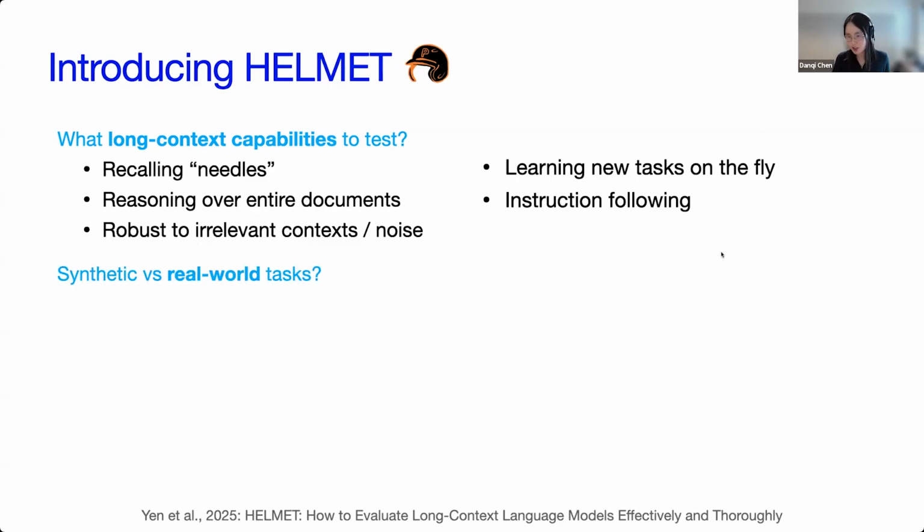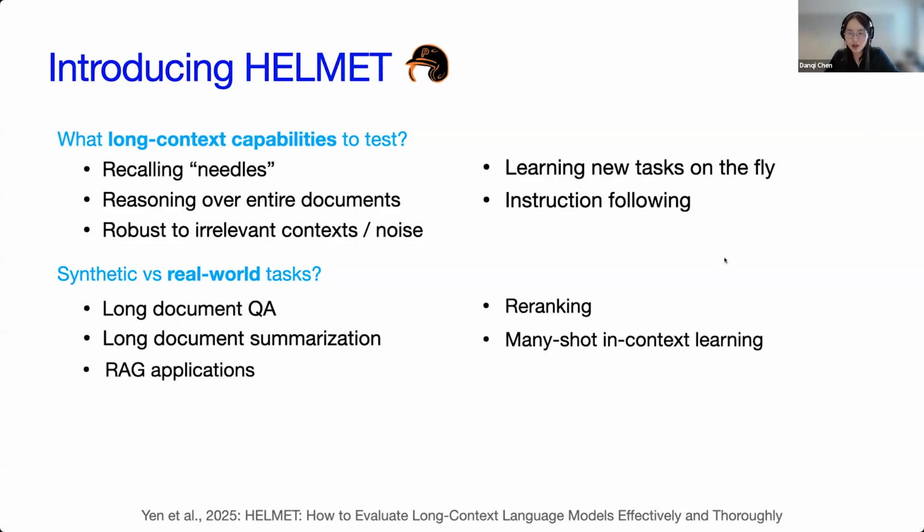The second decision here is, do we want to include a synthetic task or a real world task? We decided we definitely need to test real world task performance because we eventually want to use these models for real world applications. So we decided to cover the following applications, including long-document question answering, summarization, and also RAG applications. We also include this new task called passage re-ranking, which I will explain in the next slide, as well as many-shot in-context learning.